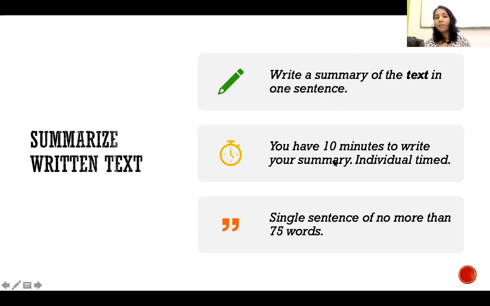You are given 10 minutes to write the summary. Okay, so each summary is allotted 10 minutes. And you have to write a single statement of no more than 75 words. So your minimum word limit is 5 per requirement, and your maximum is 75 words. So if you ask me, the ideal word limit is about 50 words at least.